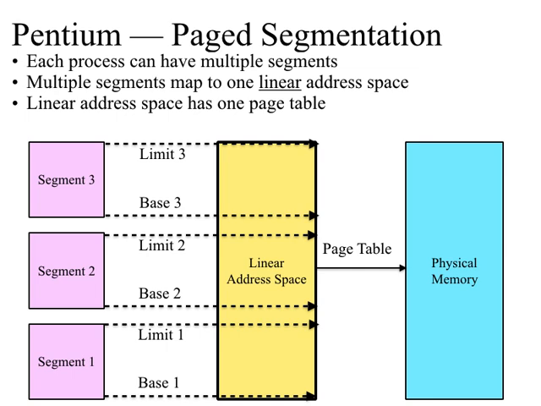So given a linear address space, there is a single page table that maps the addresses in the linear address space to the physical main memory. So now we solve the problem of having multiple page tables for a single process. A process has only a single page table, and every segment has a base and limit that maps it to the linear address space.